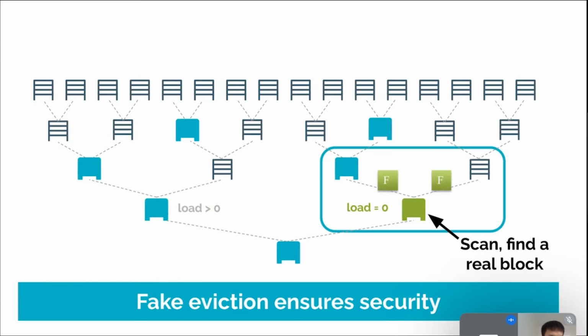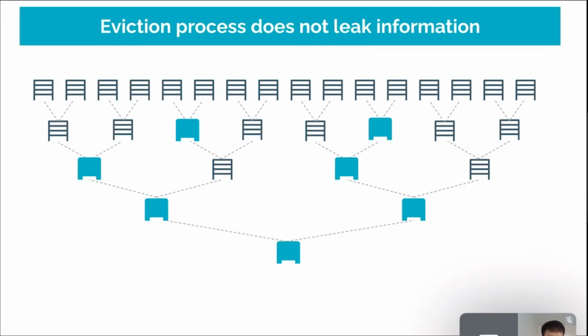For a similar reason, say I happen to pick a bucket for eviction, but the bucket is completely empty. It doesn't have any real block in it. I still have to make 2 fake evictions on both sides for security. So this is the idea. It's easy to observe that the eviction process itself doesn't leak any information, because the choice of the buckets you read during the eviction process is independent of the request.